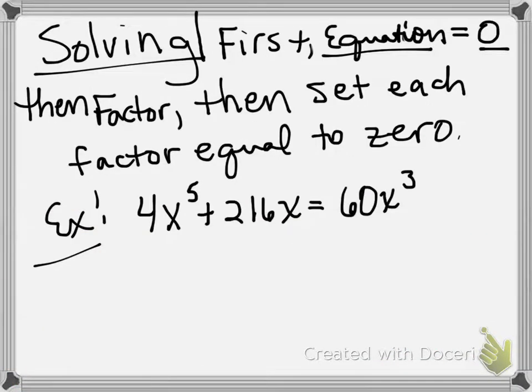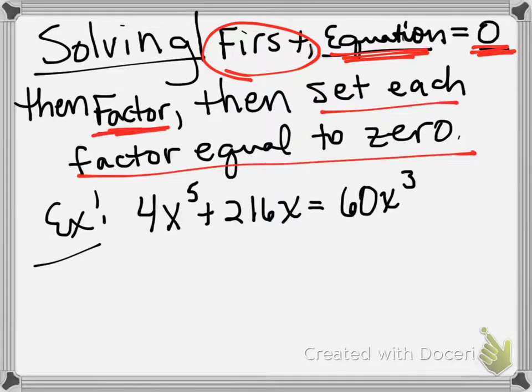Okay, so this is the last thing I need to add before I can finish this video. When we solve, we're going to factor and then set each factor equal to 0. So what are the steps? First, make sure that your equation is equal to 0. Second, factor it. Third, set each of those factors equal to 0.